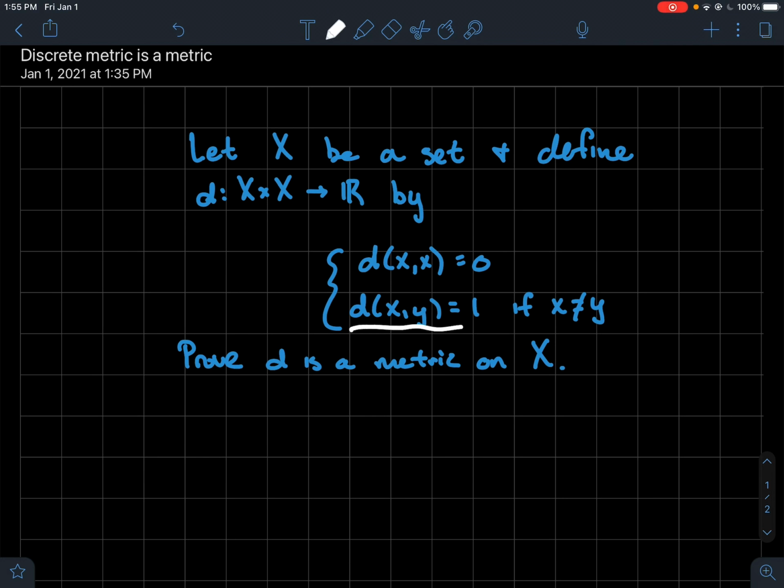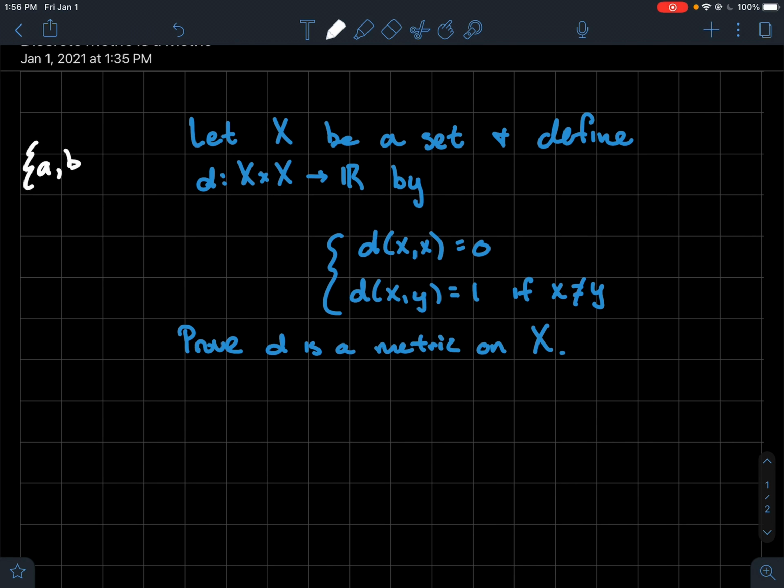Otherwise, the distance from x to anybody else is 1, as long as it's truly anybody else, as long as your two inputs are not the same thing. So I get this piecewise function that's either 0 or 1. The only time it's 0 is when the distance from a point to itself should be 0. Otherwise, the distance is always going to be 1. What we want to show again is that this satisfies the criteria to be a metric. We'll go through and remind you what the criteria are, and verify piece by piece how this formula satisfies them.